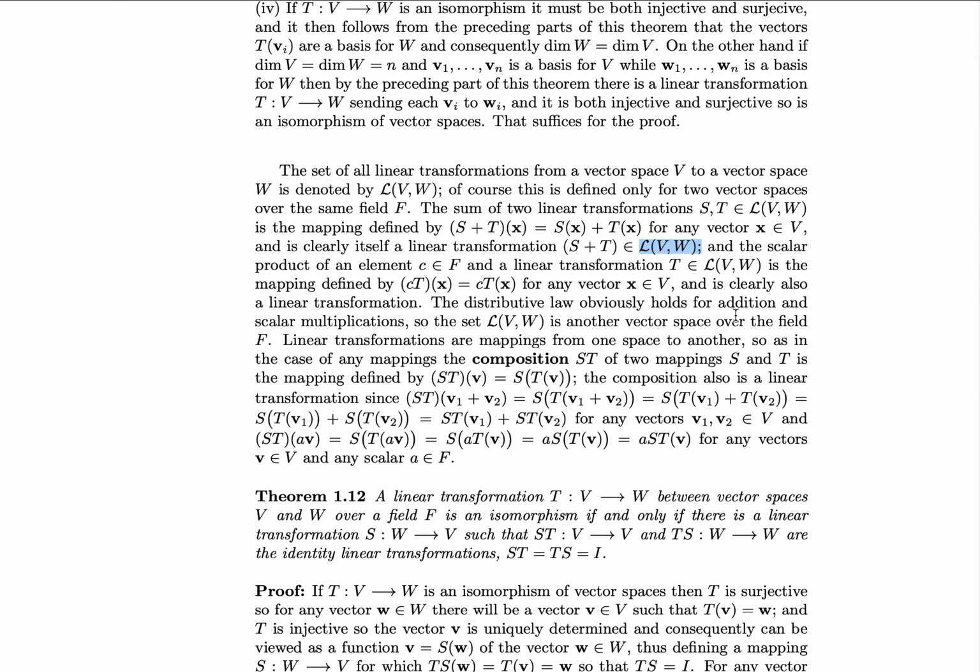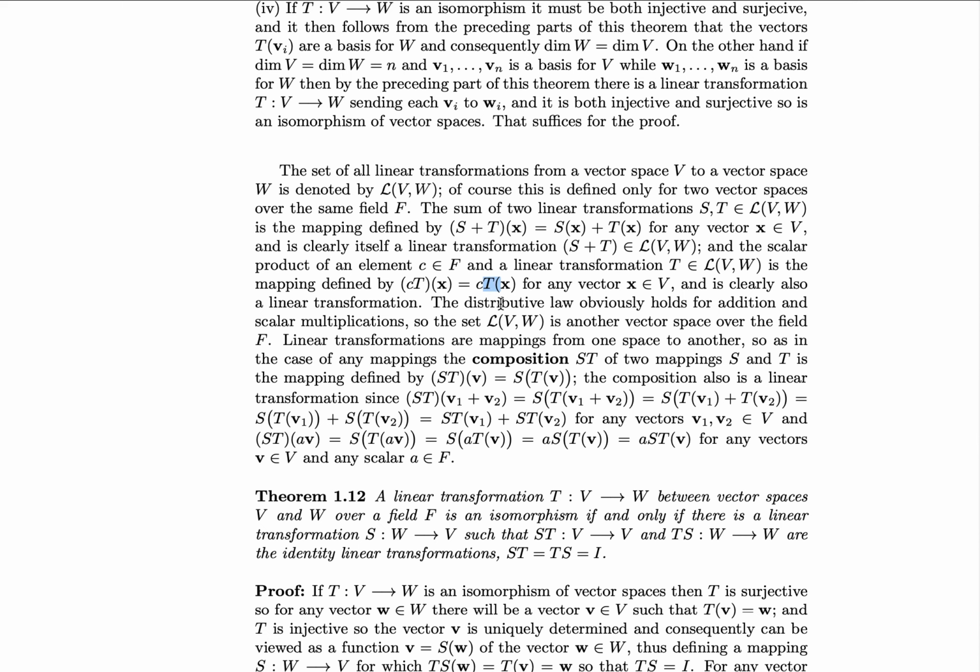Next interesting fact, which will lead us somewhere, is that a scalar C in F can be multiplied by any linear transformation T in L of V, W. We define this as CT of X is equal to C times T of X for any vector X of V. And clearly, since T is a linear transformation, simply scaling it up by C will still be a linear transformation. It'll obey the appropriate laws.